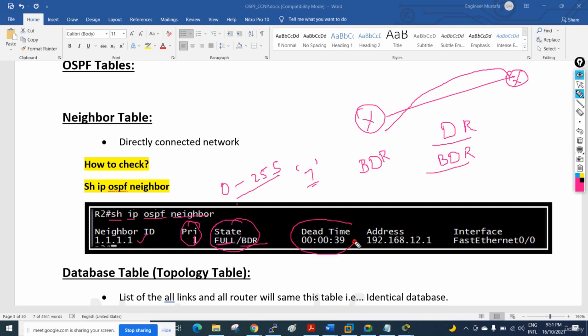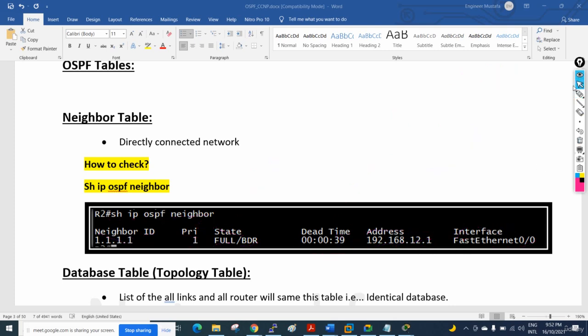And this is the dead timer, as we told, 40 seconds. So we will have 40 and it will decrease, -1, -1, -1, and when it receives another hello packet, it will become 40 again. If this time becomes 0 and it did not receive one, it will remove this entry from the neighbor table. And this is the neighbor address, whatever the IP for the neighbor, and this is the interface, our interface which is connected to the neighbor. We will verify that when we check now.